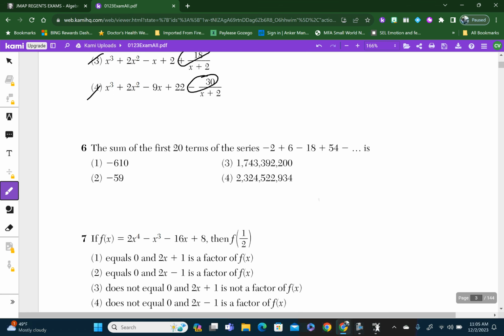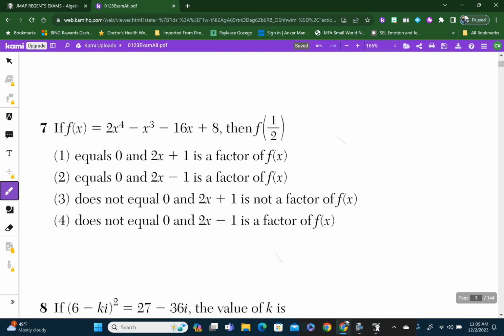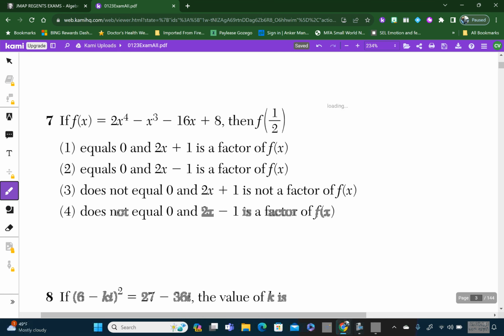All right, the sum of the first terms of the series is something that we're going to come back to, because we didn't go through this yet. Number 7 is something that's in units 1 through 2. It says then f of 1/2. So all I'm going to do for this question is just plug in, if I take a look at this.